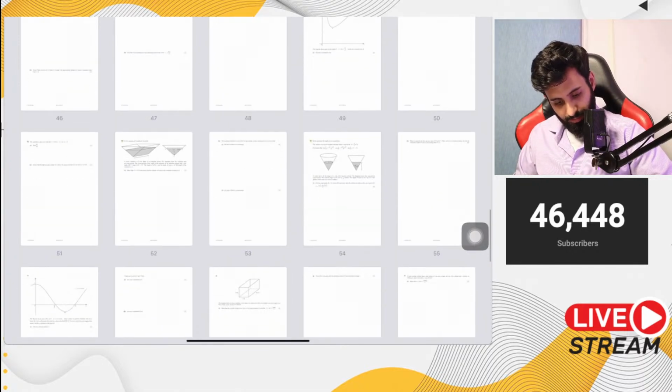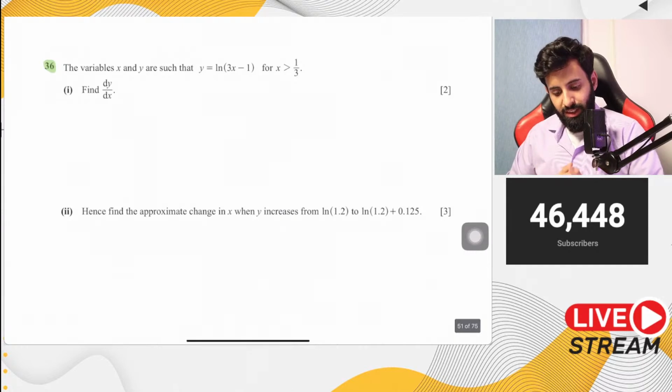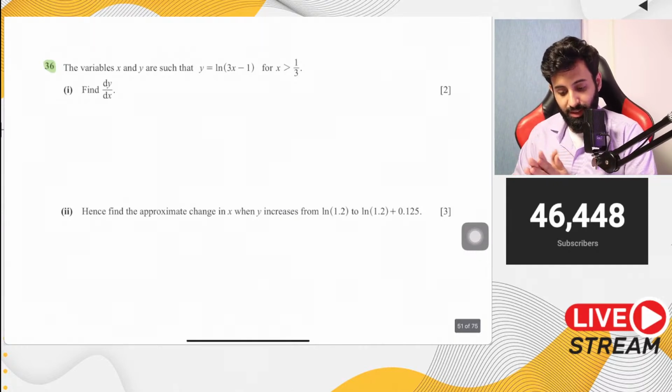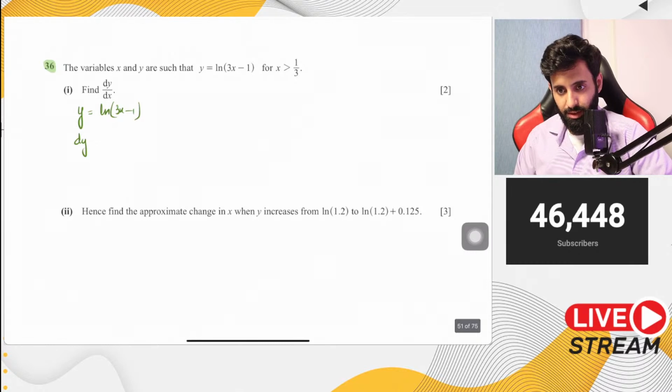Next question, so let's do this. It's a small change question. Okay, so it says here the variables x and y are related such that y is equal to ln(3x minus 1). All right, find dy/dx. Okay, so we can find dy/dx. So y is equal to ln(3x minus 1). So we have to differentiate this. How do you differentiate this?